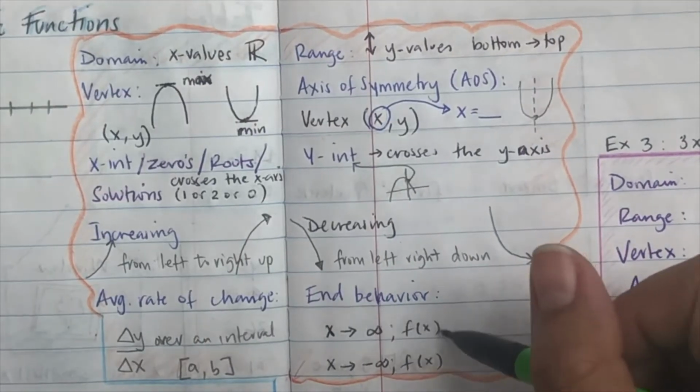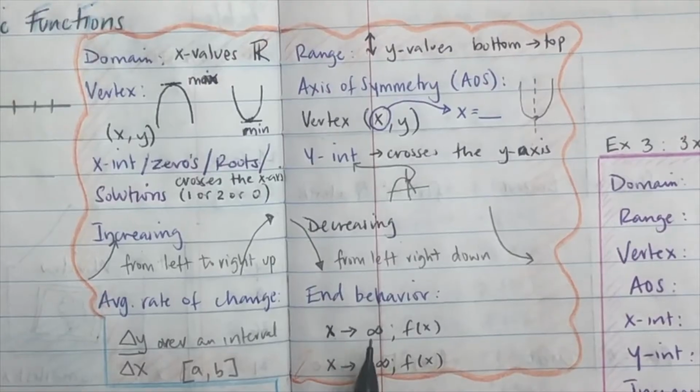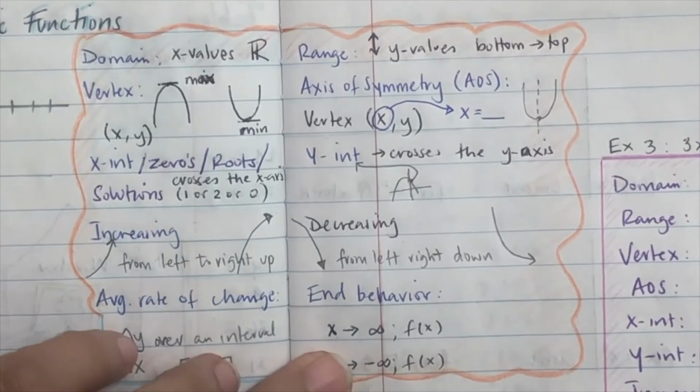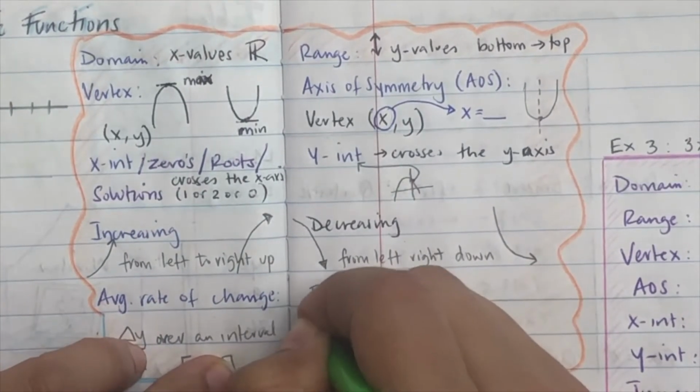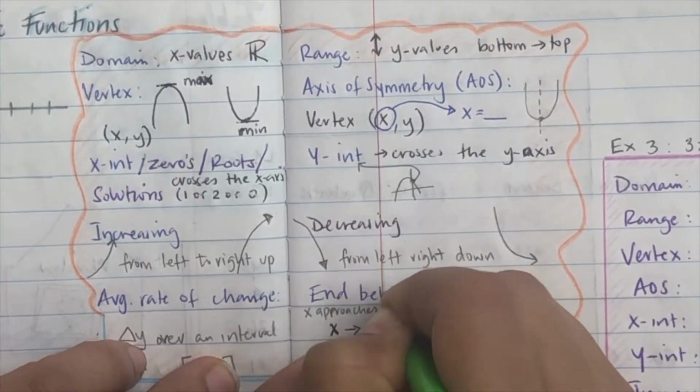All right, end behavior is what is happening to your graph as x approaches infinity. That's what this is saying. So this means as x approaches infinity.